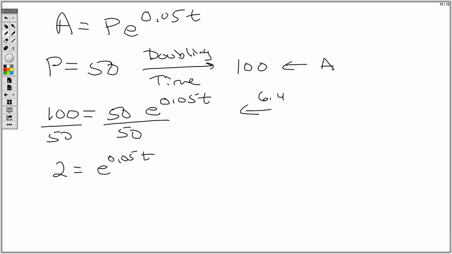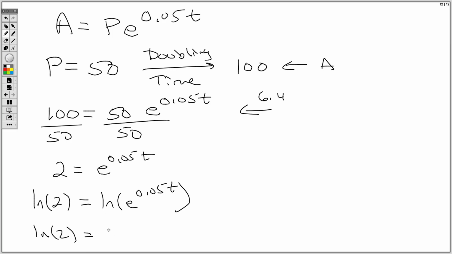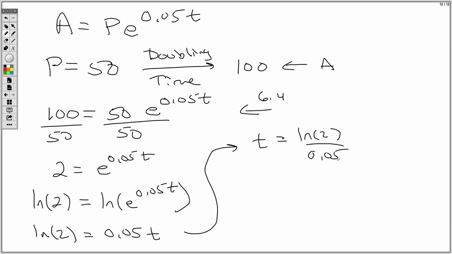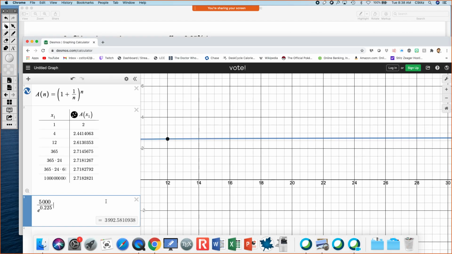We're going to knock the exponent down using a natural log. And what's particularly nice about the natural log is that it undoes the exponent base e. And now we can divide both sides by 0.05. And once again, we're asking for the doubling time in years. If you tell somebody the doubling time is the natural log of 2 over 0.05, they'll just look at you funny. Let's go to Desmos to get a decimal approximation that'll help us out here.